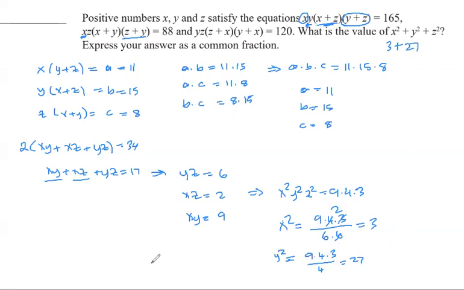And the last one is Z squared. To get Z squared, I'm going to divide by the square of 9. So you should get 9 times 4 times 3 over 9 squared. These will cancel, so you get 4 over 3. So then we have 3 plus 27, that's 30, plus 4 thirds. If I add this, that will be 90 plus 4, which is 94 over 3.